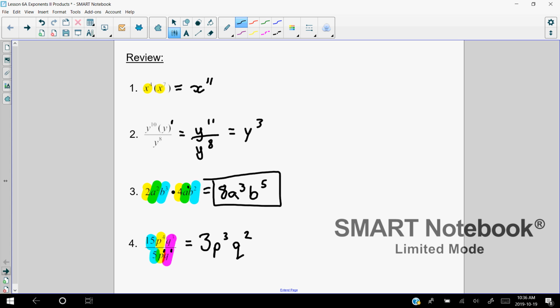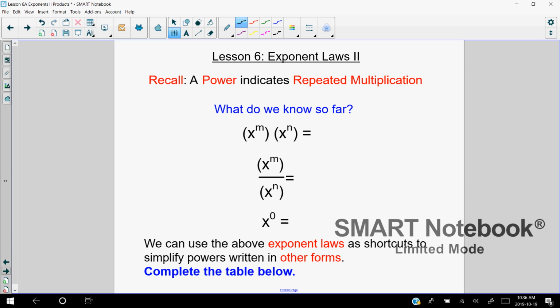So to summarize, if you have the bases the same and you're multiplying, you can add the exponents. If you have the bases the same and you're dividing, you can subtract the exponents. And then just a reminder from lesson 3, everything to the power of 0 equals 1. So we can use the above exponent laws as shortcuts to simplify patterns in other forms. So let's complete the table below.